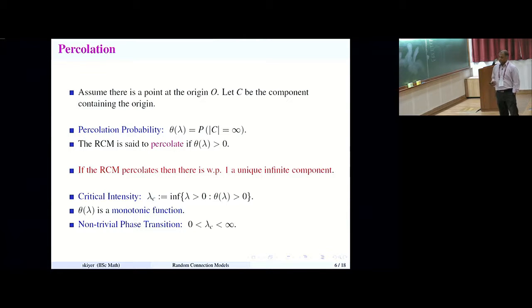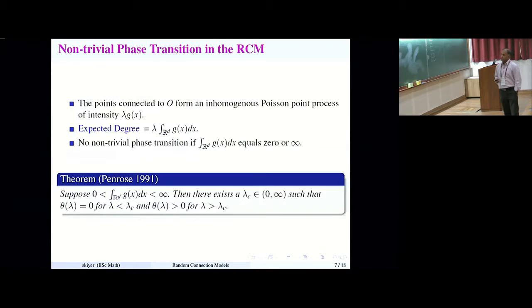Okay. So because this theta lambda is a monotonic function, we can define this critical intensity lambda c, which is the smallest lambda for which theta lambda is positive, right? And we will say that a non-trivial phase transition occurs if this lambda c is strictly positive and finite. Okay. So now if you look at this point at the origin, it's easy to, yeah.